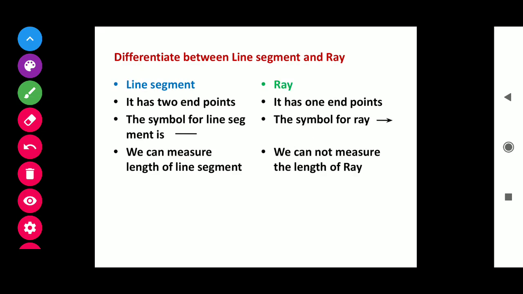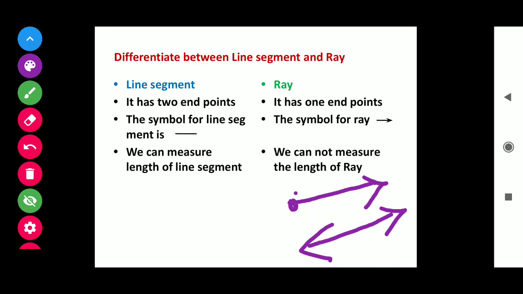Next one, differentiate between line segment and ray. Here only one point is different from the difference between line segment and line. The difference is that a ray has only one endpoint and goes endlessly in one direction, while a line doesn't have any endpoint. A line goes endlessly in both directions. This is the main difference between ray and line. Why am I talking about line? Because just before this we have learned about line.